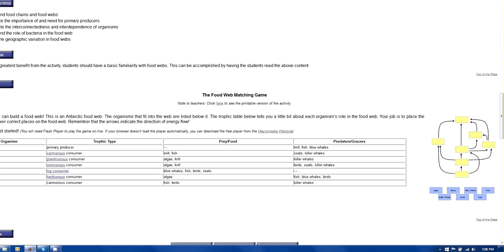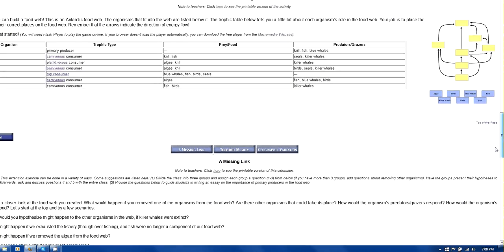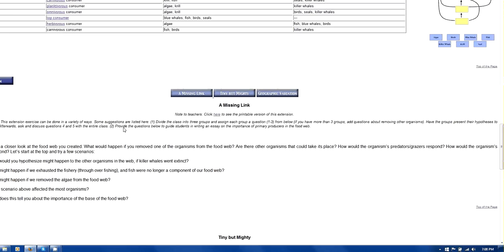Go ahead and take a look through here. There's the same things that we're dealing with in our food web here. It tells what the organism is. It tells whether it's a producer or a consumer. See, the algae is a producer. It tells what their prey or their food is, what they eat, and then what eats them here. So there's multiple things. And then once you get down here, we have 5 questions to answer.